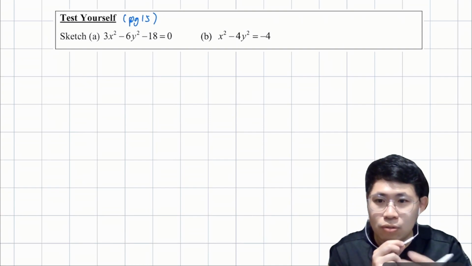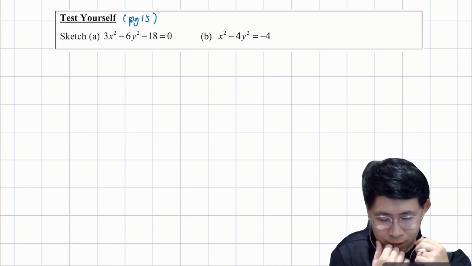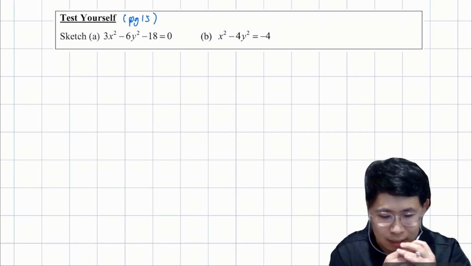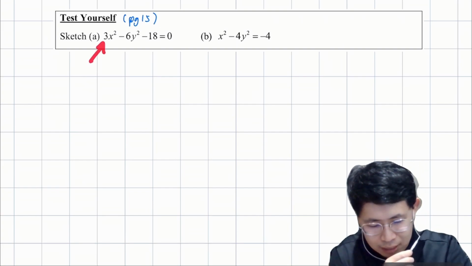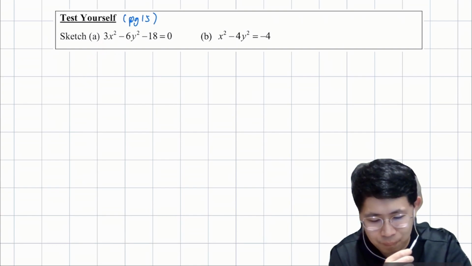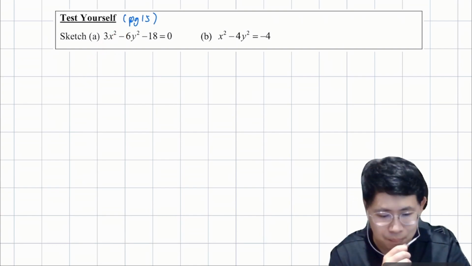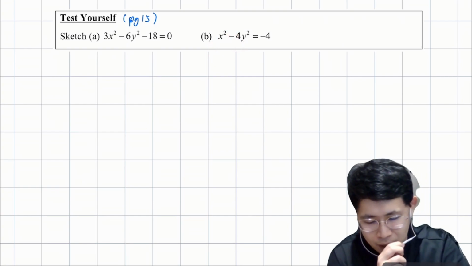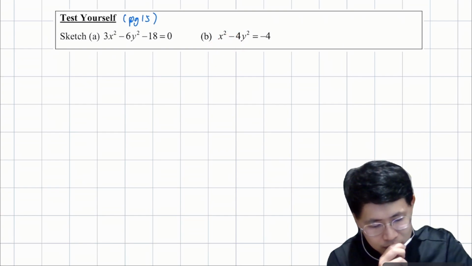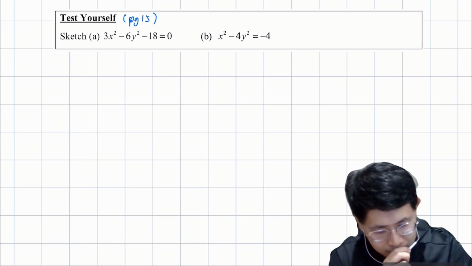Alright, and we'll try to recognize what this equation is. Is this a circle? Is this an ellipse? Actually, no. If you take note, the x squared and the y squared have a minus in between them. Same thing also here, I have x squared, y squared, and there's actually a minus between them. So this tells me that this is actually a hyperbola.